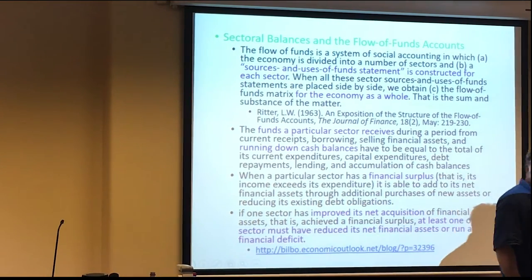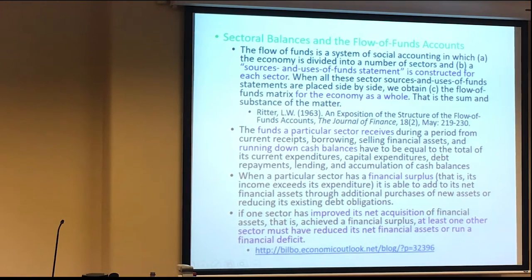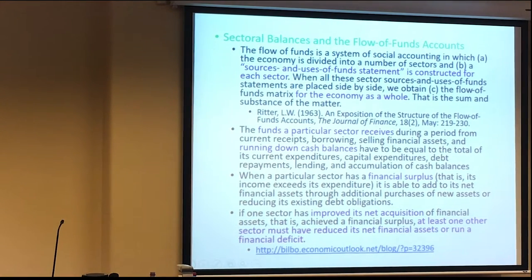So flow of funds accounts are a system of social accounting where you divide the economy into a number of sectors, and for the moment we're dealing with three: government, private sector, rest of the world. But you can decompose those. For example, in a lot of stock flow consistent models, people introduce the banking sector or the financial sector. You have government, households, banks, and firms. You also then construct what's called a sources and uses of funds statement for each of the sectors. And when you place them all side by side, what we get is a flow of funds matrix for the economy as a whole. Okay, so a good exposition here, going right back to 1963, is in the Journal of Finance.